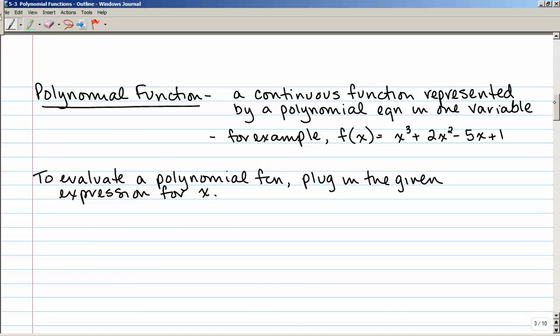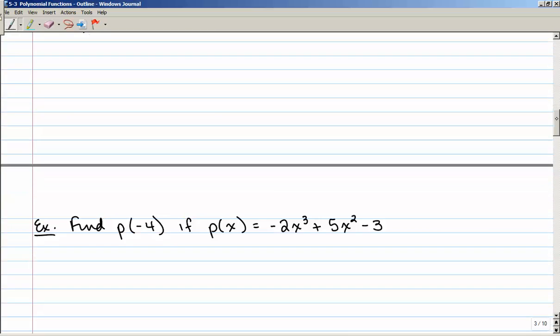Now, a polynomial function is a continuous function that's represented by a polynomial equation in one variable. For example, the function f of x equals x cubed plus 2x squared minus 5x plus 1. The stuff to the right of the equal sign is a polynomial in one variable, and it's written as a function. So to evaluate a polynomial function, we're going to plug in the given expression for x. Let's take a look at a couple examples here.